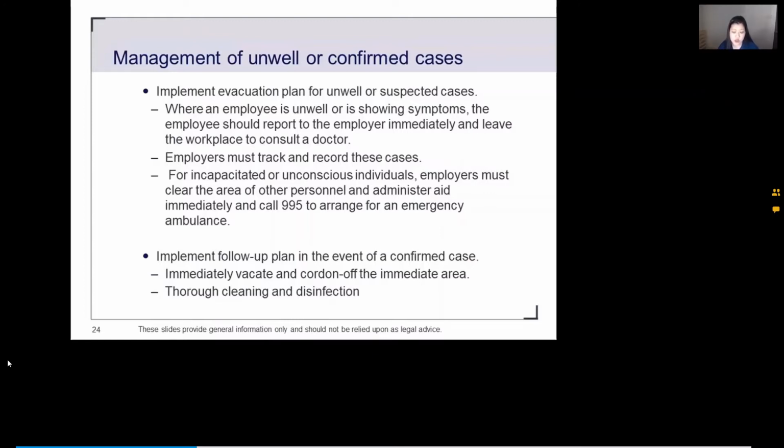If the individual is actually incapacitated or unconscious, what the employer should do is clear the area of other personnel and try to administer aid immediately by calling for an emergency ambulance. Where there's a confirmed case, employers will need to have a follow-up plan. This means the employer will need a plan to cordon off the area and carry out thorough cleaning and disinfection of the area itself and any other areas that were exposed to this confirmed case.